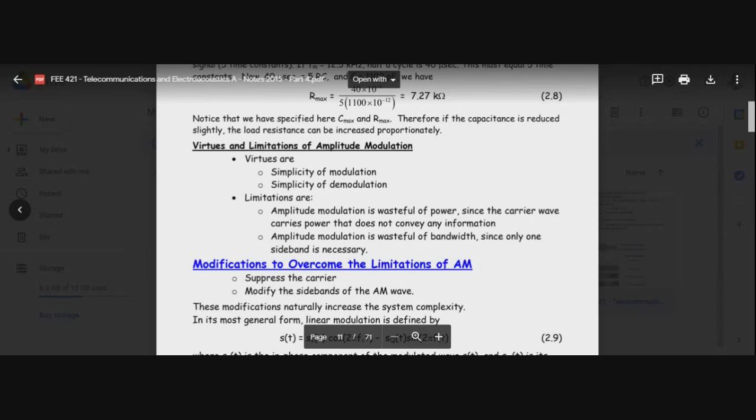When we're talking about virtues and limitations, we are comparing in our mind amplitude modulation with the other forms of modulation. They're just two left: frequency modulation and phase modulation. Of course, you can talk about pulse amplitude modulation, pulse position modulation, and so on.